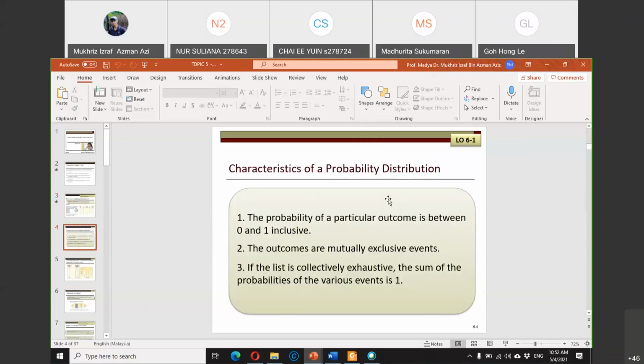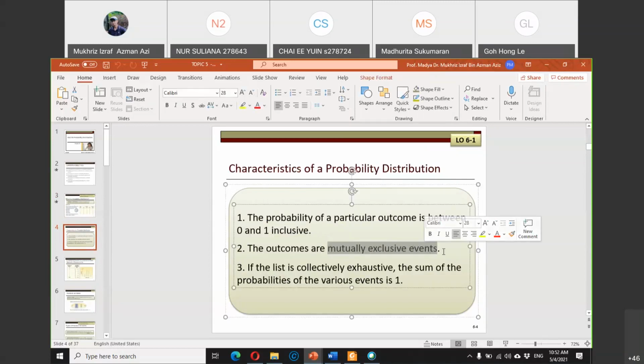Okay, so first the characteristics. The outcome must be between 0 and 1. Whenever you talk about probability or proportion, you cannot exceed 1. Okay, the outcomes are mutually exclusive. What does mutually exclusive mean?